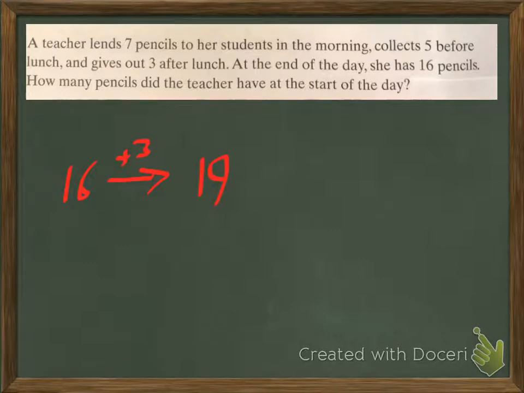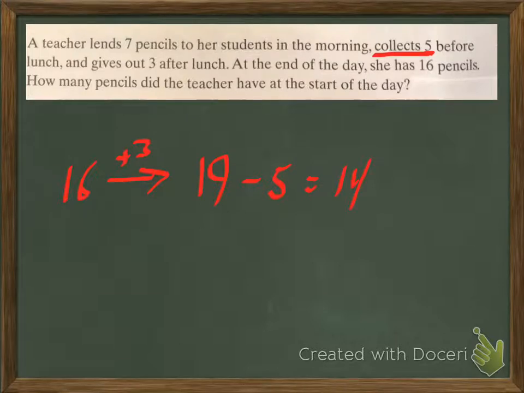Okay, while the people were taking the ERBs in the morning, how many pencils was I missing? You were missing 2. Well, the last thing I did right before lunch was collect 5. So what do I have to do? Add 5. No. Minus 5. So while they're taking the test, I have 14 pencils in my desk.